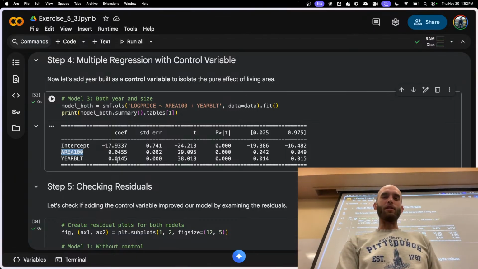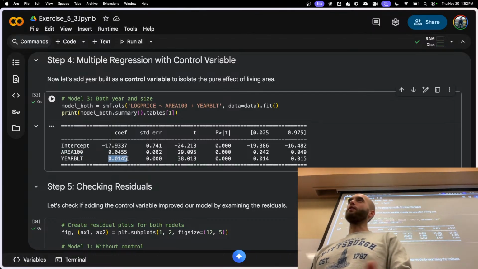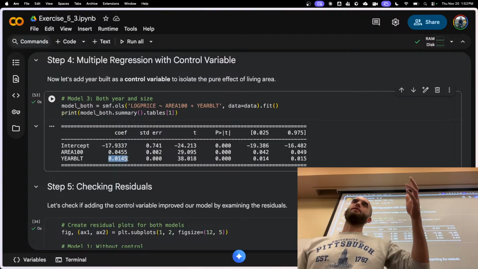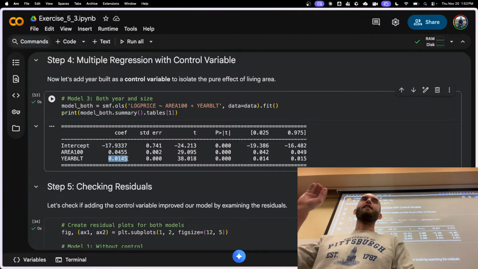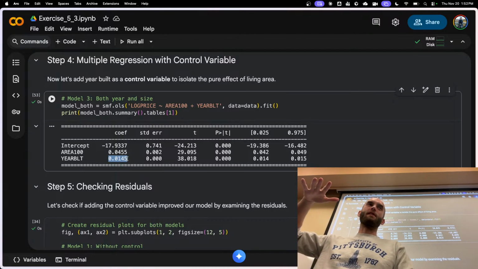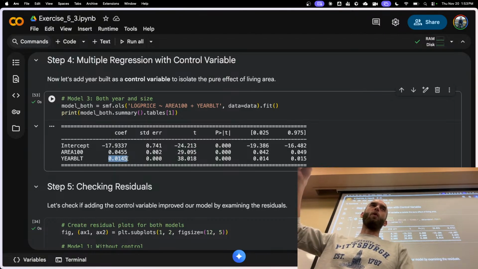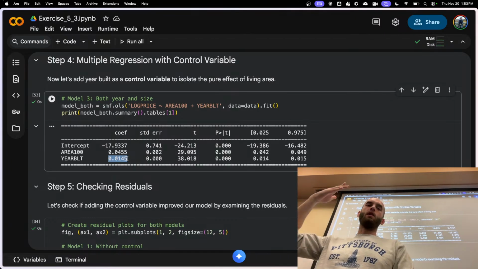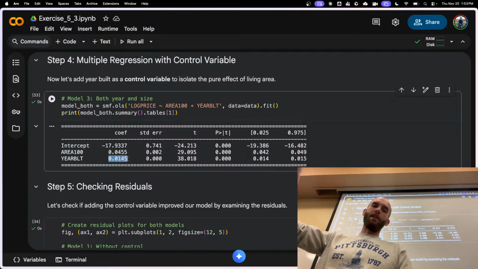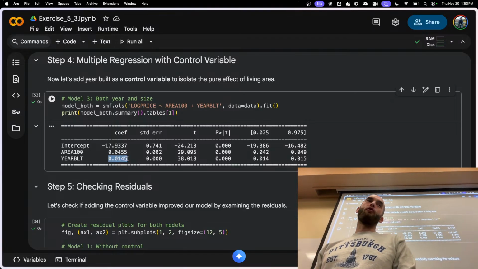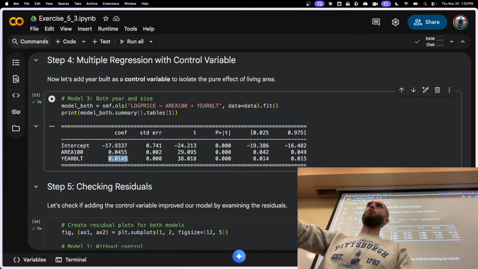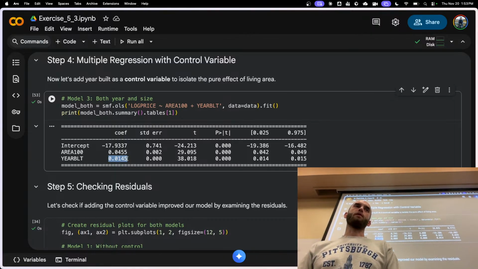So Savi's question is, what do we do with this coefficient? And this coefficient we interpret in the same way. We say, if we're comparing two different houses with the same size, but one was built 1 year later, we know the one that was built 1 year later has a price that's 1.4% higher. So the value of being built 1 year later is 1.4% in the house price.